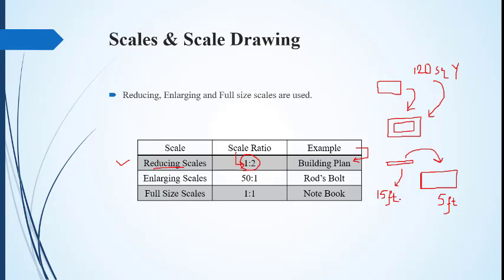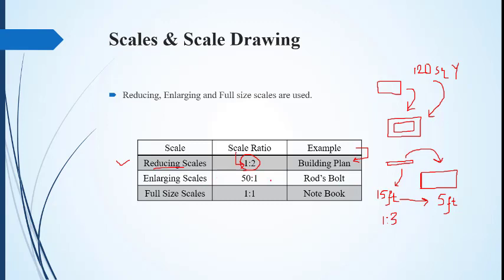We want to reduce it to 3 times. So up to 3 times we will write here 1:3. So now we are able to construct this 15 feet line on the 5 feet sheet. So this is known as reducing scale.